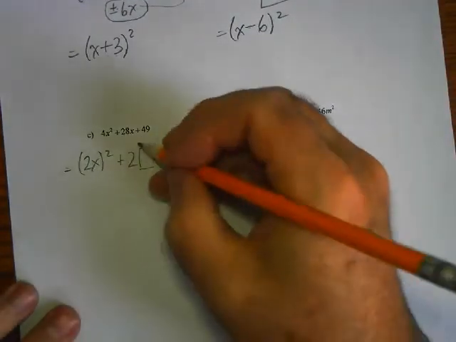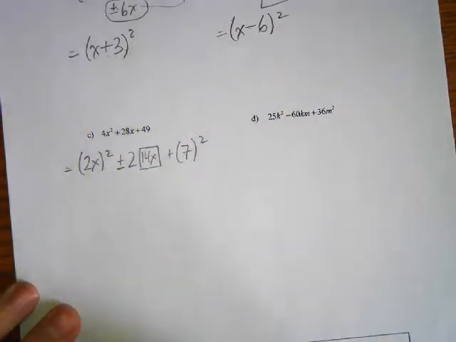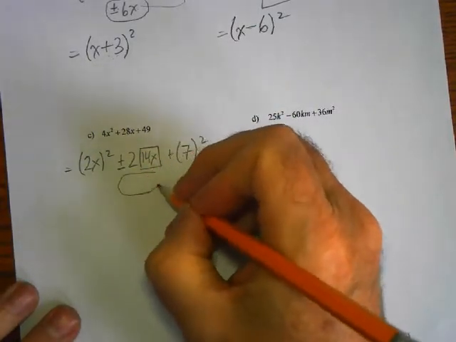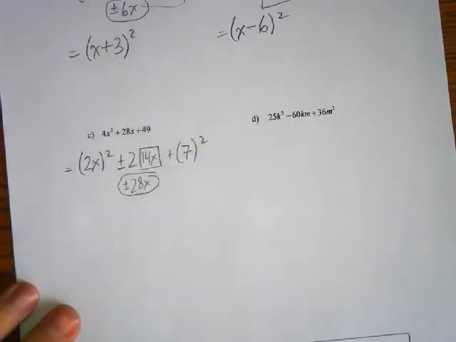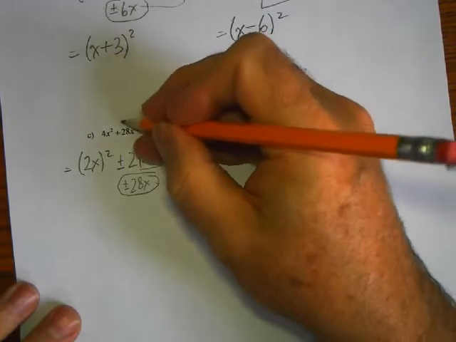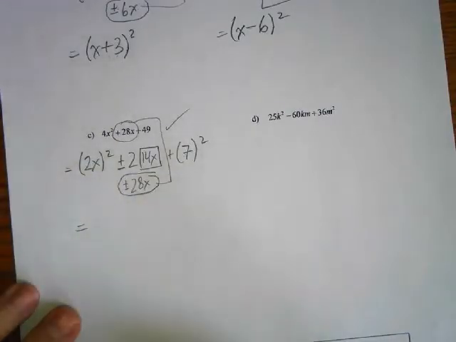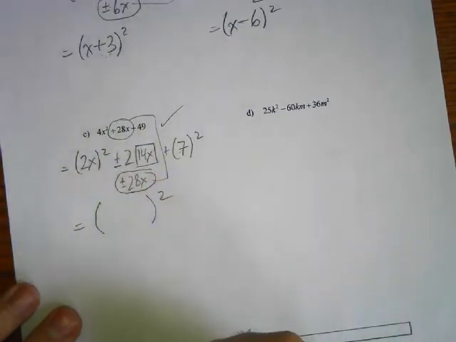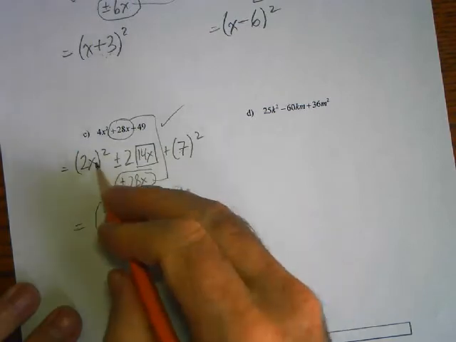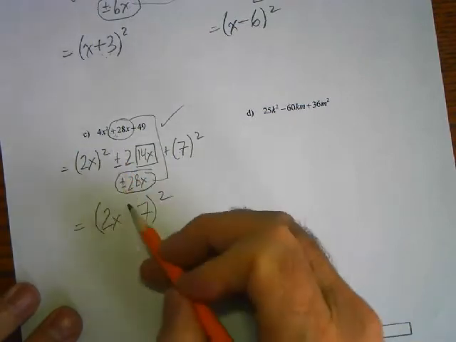What goes in the box? These two multiplied, that would be 14x. So, I forgot my minus sign there. I could have plus or minus 28x, and that does match up with that, which means it's a perfect square trinomial. So, create our factor squared. It's going to be 2x first term, 7 is the second, and because that's a plus sign, this is going to be a plus.